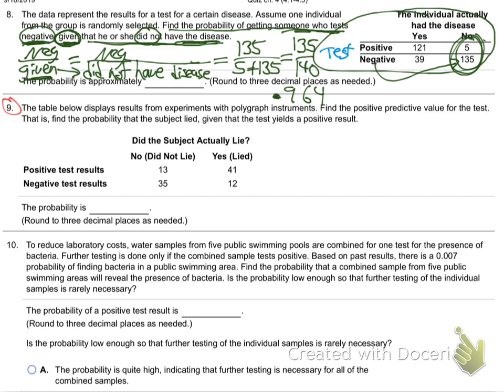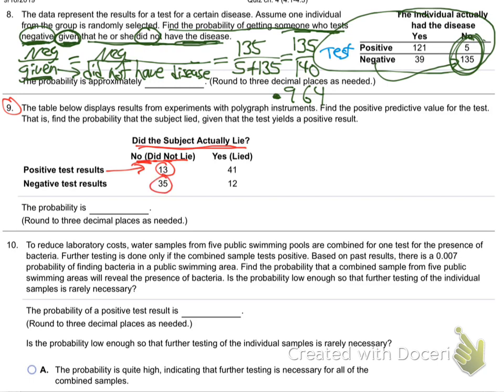Same kind of table. Did the subject lie? It's a lie detector test, polygraph test. These tests are not perfect, just like medical tests are not perfect, although they generally tell us the truth. Did the subject lie? Tell me about these 13 people. No, they did not lie, but they got a positive test result, meaning the polygraph said they were lying. So that's a false positive. They weren't really lying, but the polygraph said they were. They were just nervous, I guess.